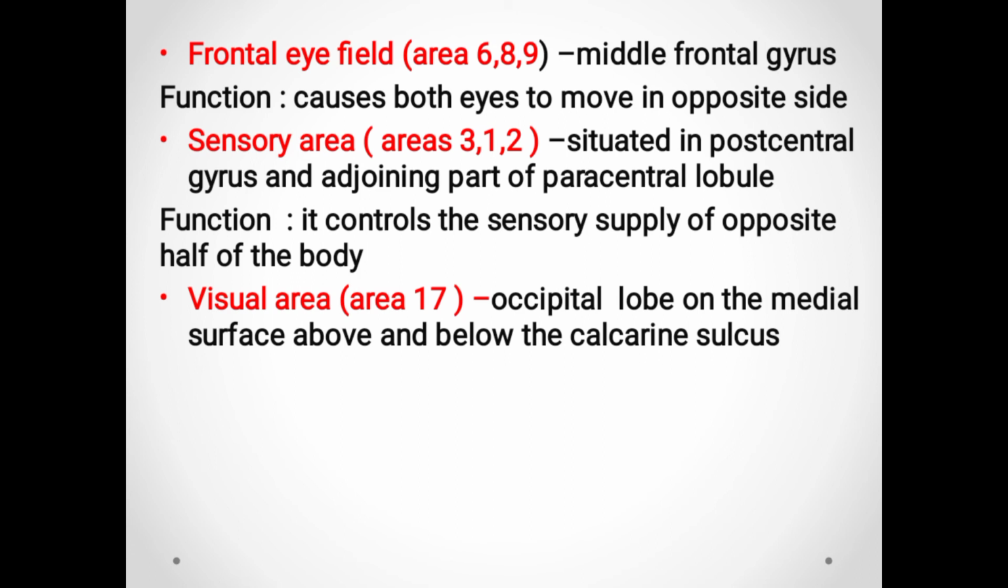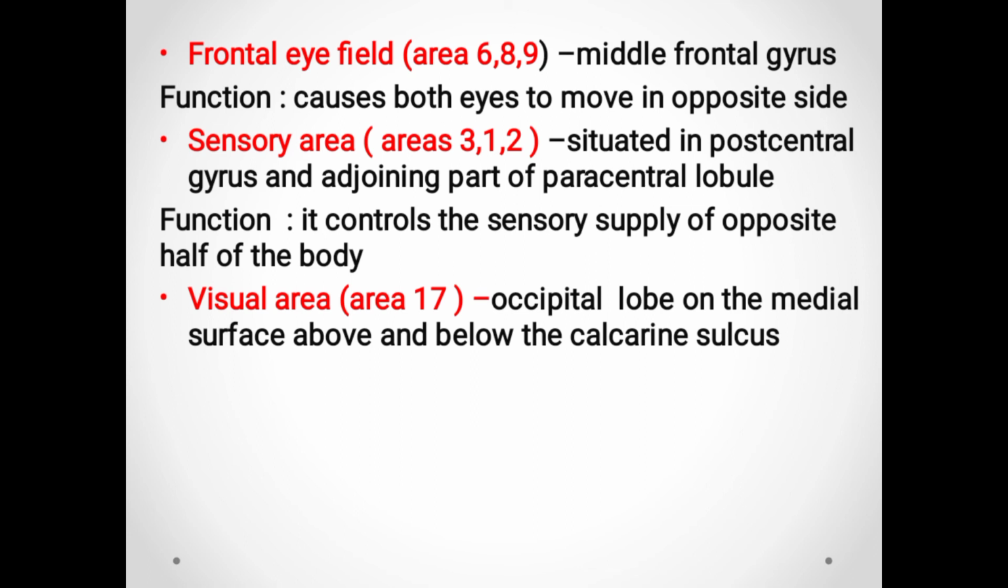Okay, sensory area, area number 3, 1, 2. That is situated in the post-central gyrus. So remember, precentral it is motor, post-central it is sensory area. Situated in the post-central gyrus and adjoining part of the paracentral lobule. Function: it controls the sensory supply of the opposite half of the body.